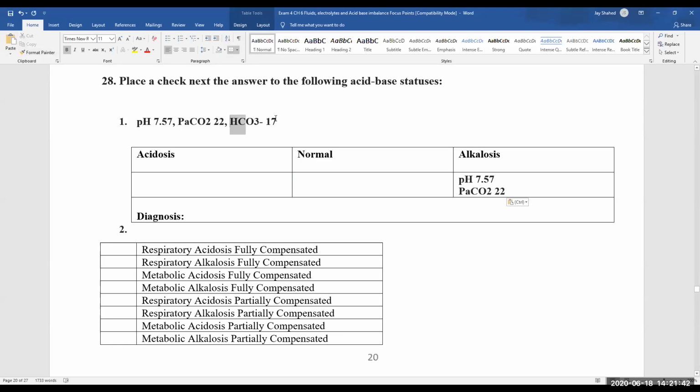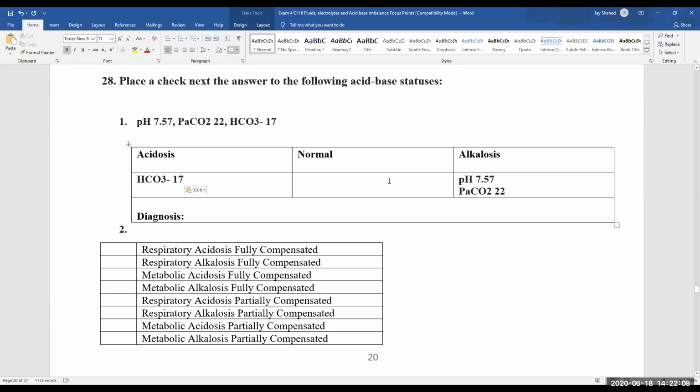And HCO3? Acidic. By the way, you will never have all three running in the same line. If you do, then there's an issue here, unless it's combined, you see? And it's uncompensated, because the pH is not changing at all.